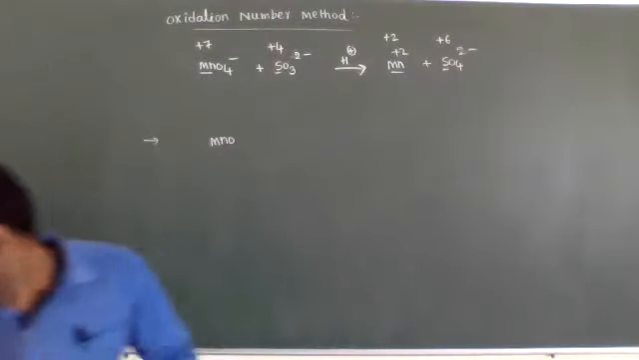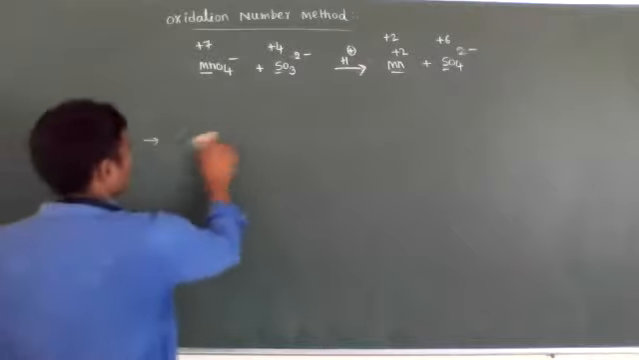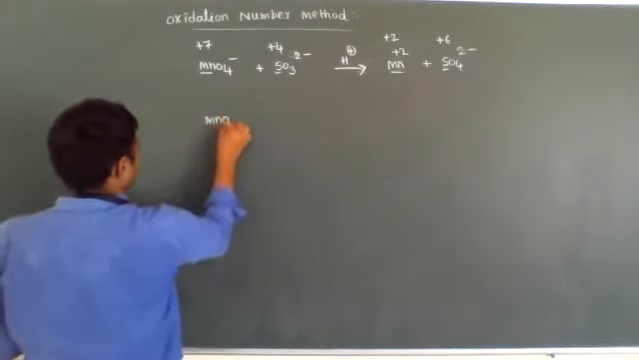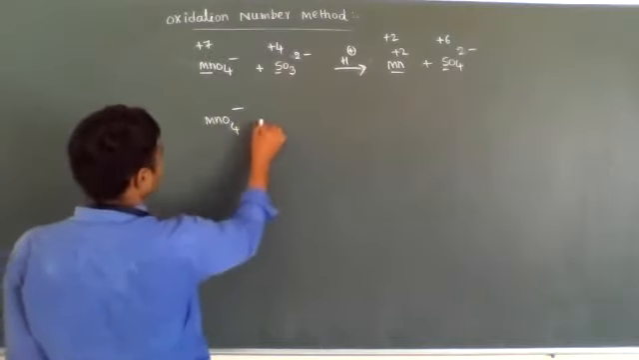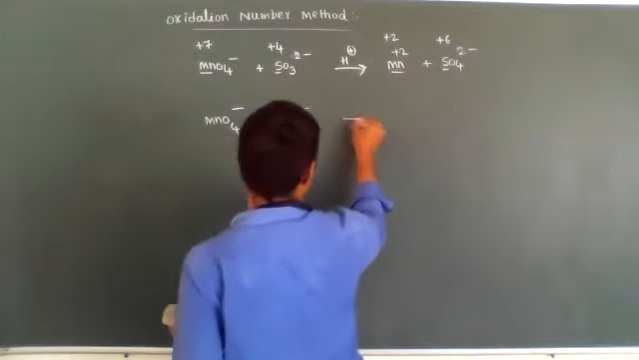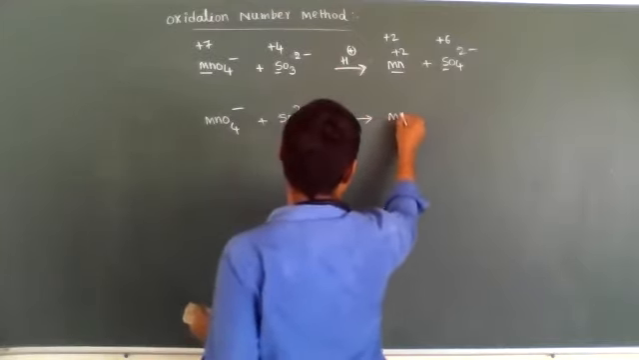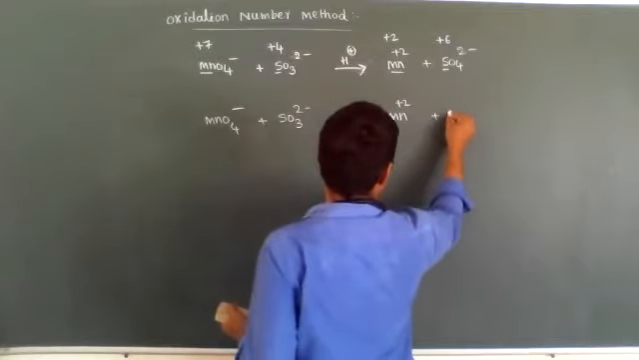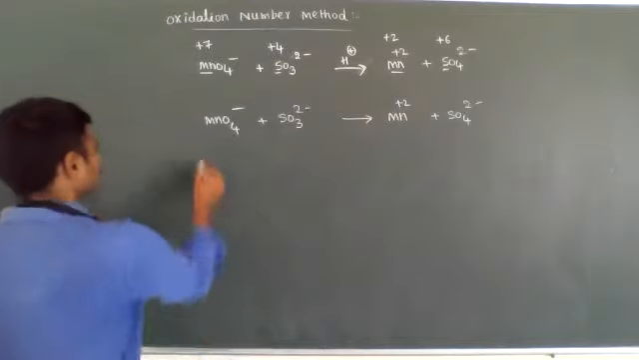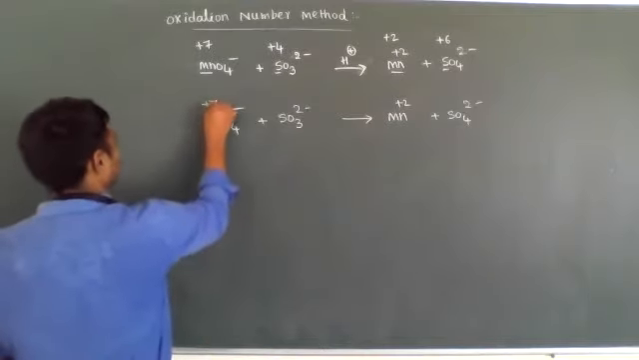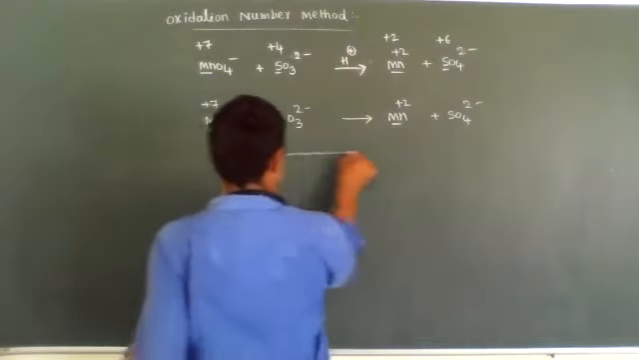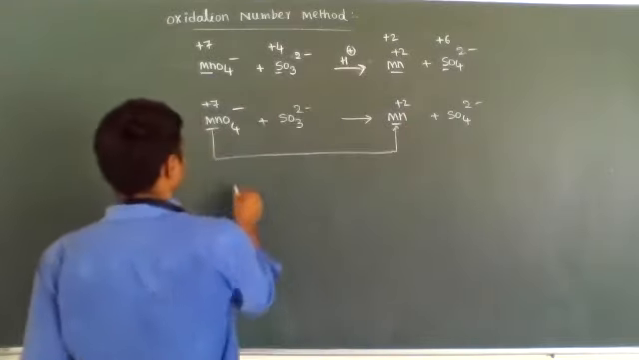MnO4 minus plus SO3 2 minus converted into Mn 2 plus plus SO4 2 minus. This is the equation. See, here the manganese oxidation state is plus 7 and here it is plus 2. Then the oxidation number is decreased. It means what? A reduction.